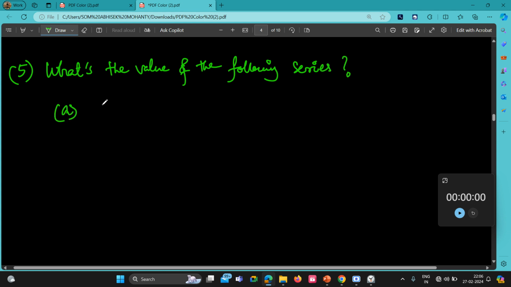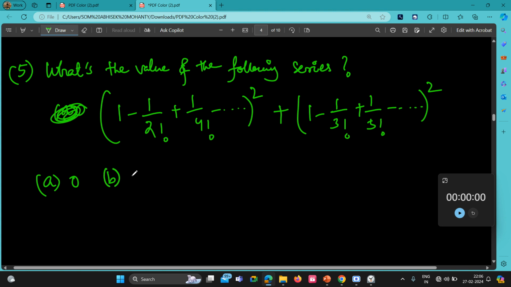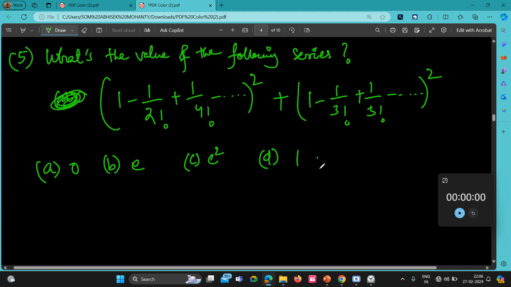Option A, sorry: 1 minus 1 by 2 factorial plus 1 by 4 factorial minus..., whole square, plus 1 minus 1 by 3 factorial plus 1 by 5 factorial minus..., whole square. Option A is 0, option B is e, option C is e square, option D is 1. What's the value of the following series? Let's try.